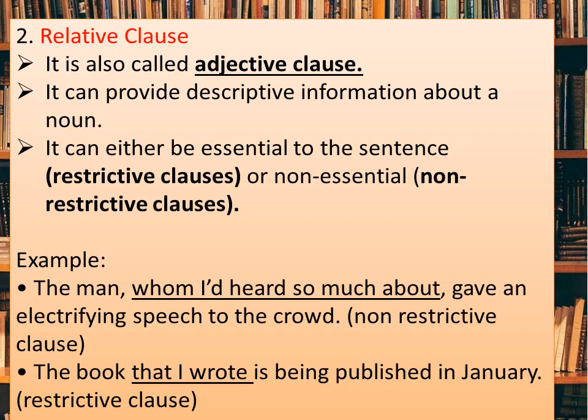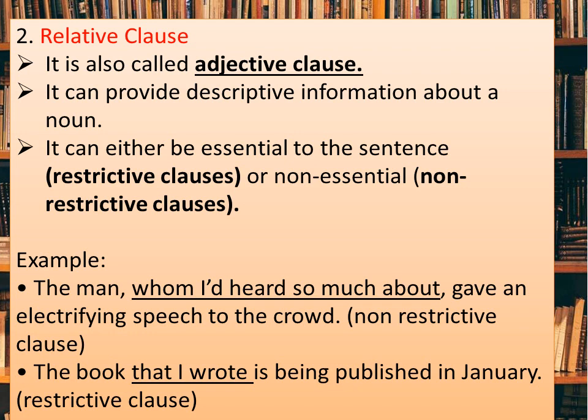Second, we have the relative clause, which is also called an adjective clause. This one provides descriptive information about a noun. It can either be essential to the sentence, also known as a restrictive clause, or non-essential, or non-restrictive clause. So we have here two examples. As you can see, there are two relative clauses in our sentence. Each relative clause functions differently.